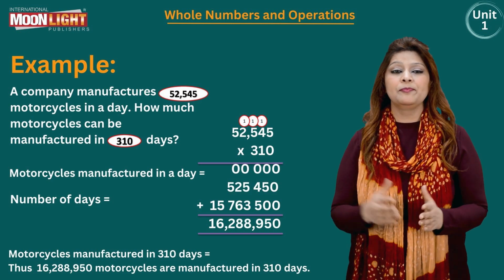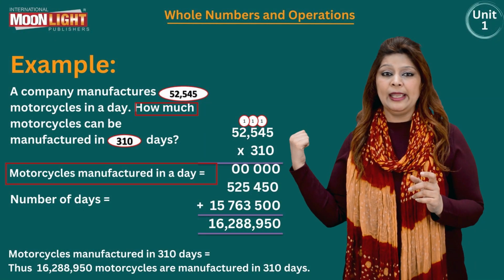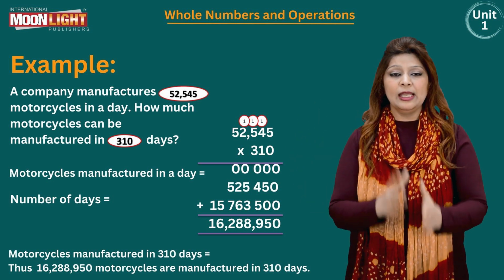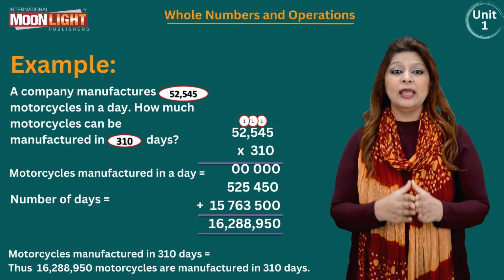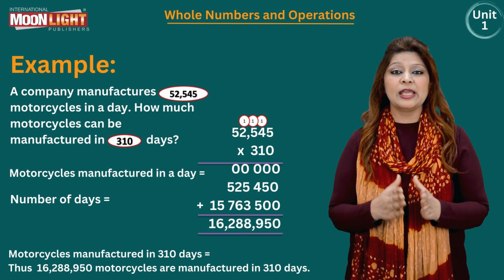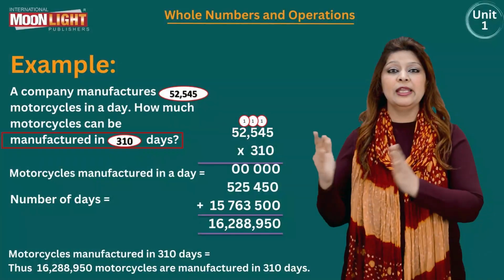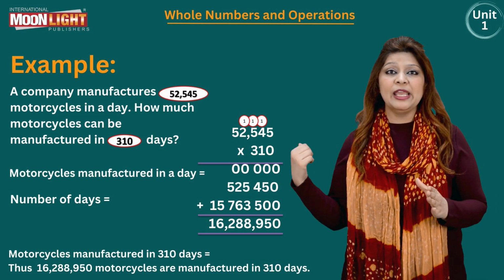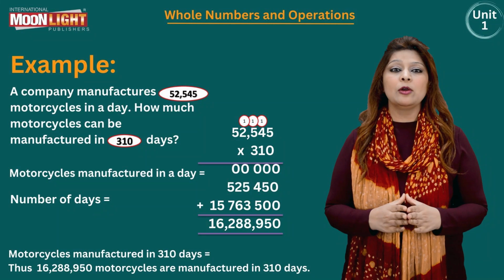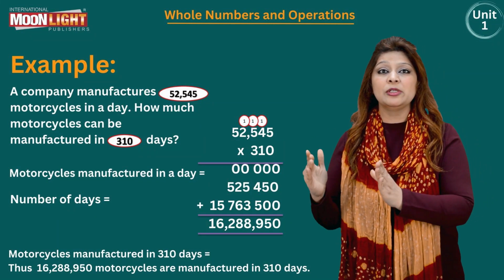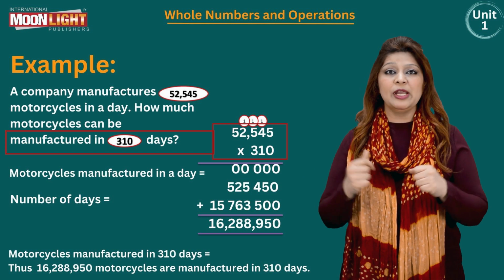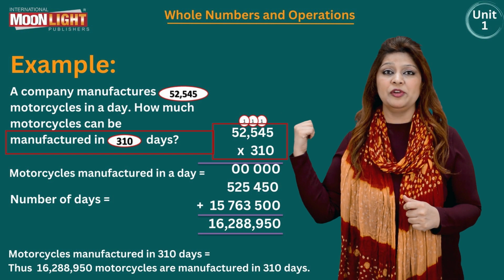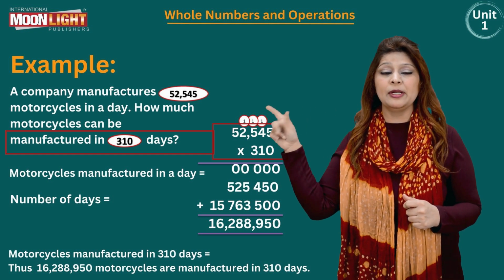So I will write it: motorcycles manufactured in a day is equal to 52,545. Then the second statement will be motorcycles manufactured in 310 days. How many days are given? Yes, so number of days is equal to 310. Now motorcycles manufactured in 310 days is equal to the number multiplied by 310.